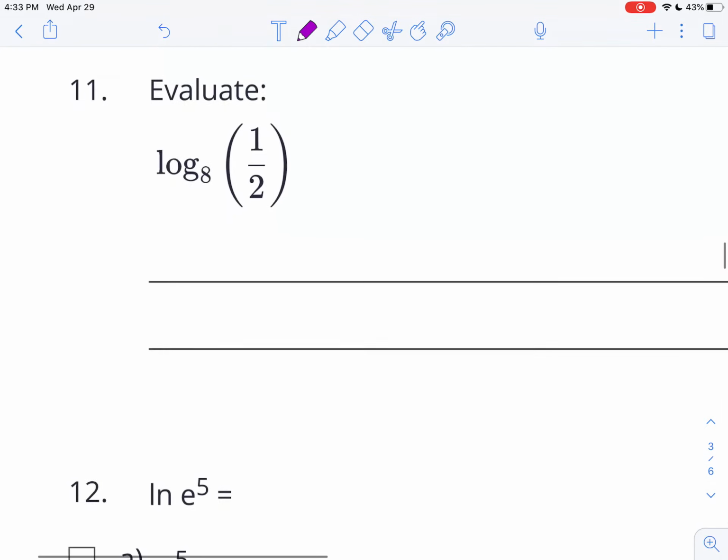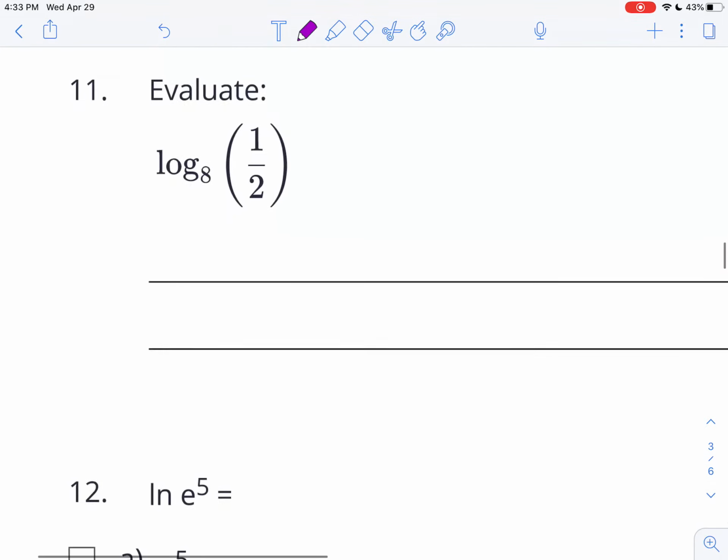Now another reminder, the input of a log function cannot be 0. It cannot be negative. It always has to be greater than 0. It's not defined. We have vertical asymptotes, which will show up on other problems. So this answer does not exist. This answer does not exist.